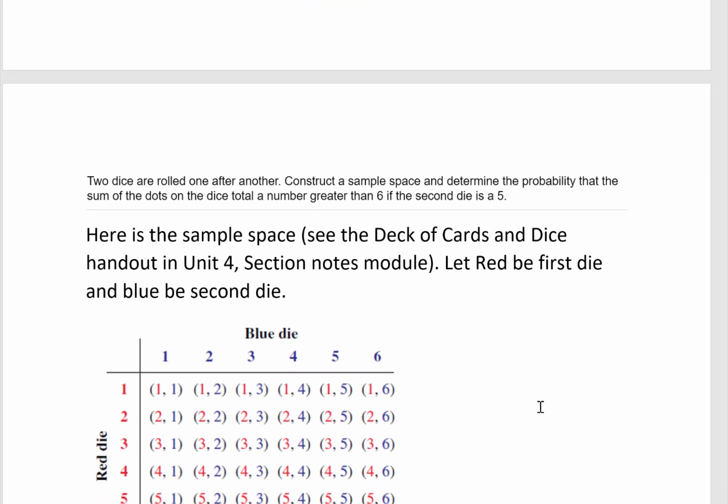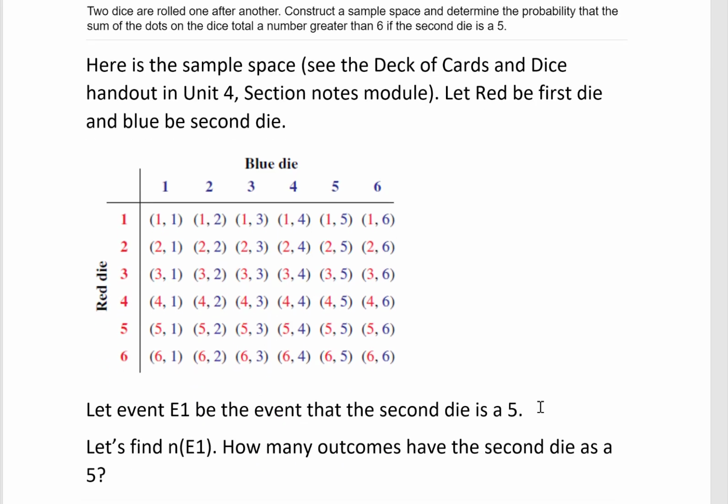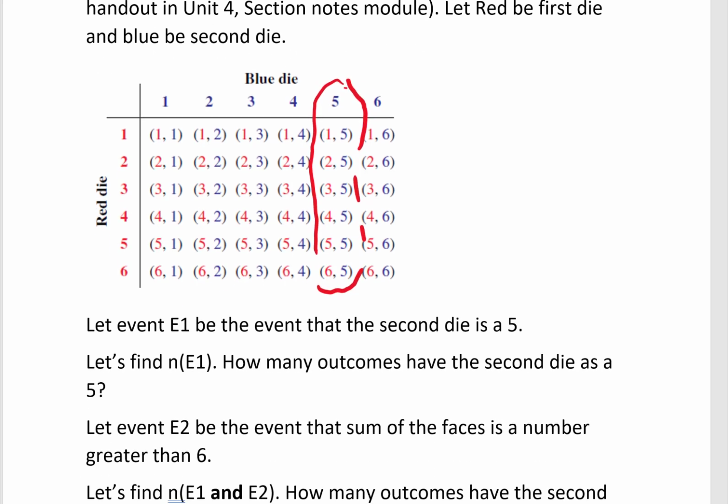2 dice are rolled one after another. Construct a sample space and determine the probability that the sum of the dots on the dice total a number greater than 6 if the second die is a 5. Here is the sample space. See the deck of cards and dice handout in the Unit 4 Section Notes module in My Courses. Let red be the first die and blue be the second die. Let the event E1 be the event that the second die is a 5. And that's going to limit us to the outcomes right here. And so how many do we see in that column?